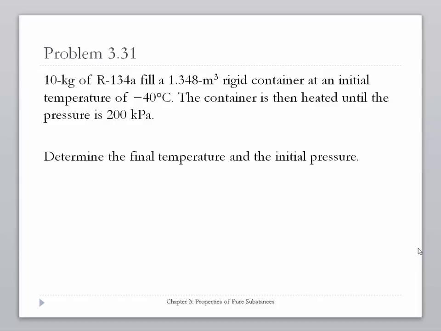In this problem we have a container which has a given volume and a mass and is filled with R134A. It has an initial temperature of negative 40 Celsius, and then once it's heated up it reaches a pressure of 200 kilopascals. What we need to determine is the final temperature and the initial pressure of the system.